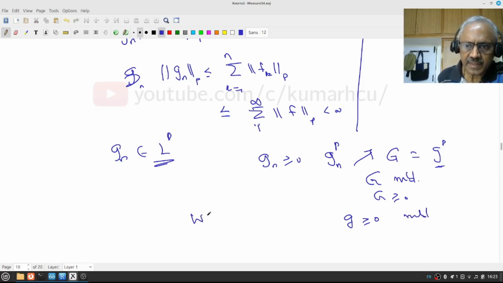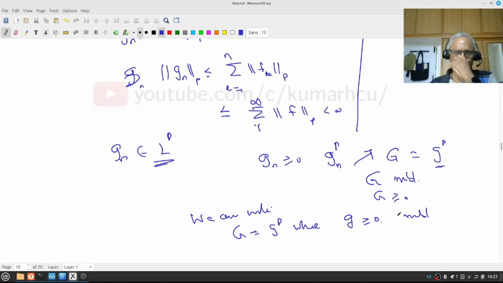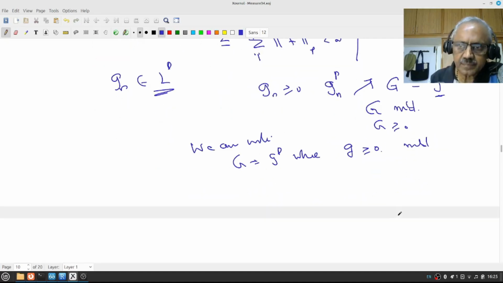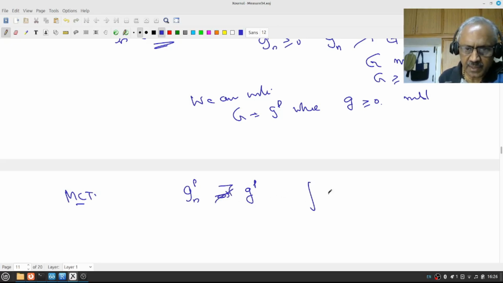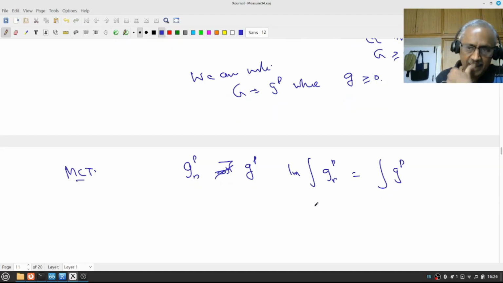We can write G power P, where G is measurable, non-negative. Is that okay? Right. Now notice that by the monotone convergence theorem, Gn power P increases to G power P. These are all non-negative things. Therefore, the limit of the integral of Gn power P must be equal to the integral of G to the power P by the monotone convergence theorem.